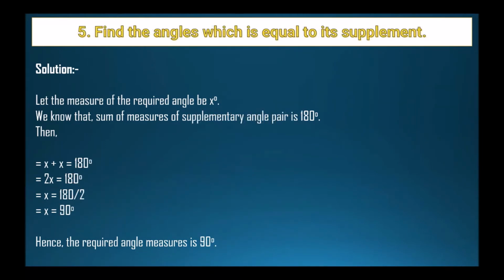Next, find the angles which is equal to its supplement. Now let the measure of the required angle be x. So sum of measures of supplementary angles pair is 180 degree. So x plus x equals 180 degree. So 2x equals 180 degree. That is x equals 180 upon 2. Means x equals 90 degree.